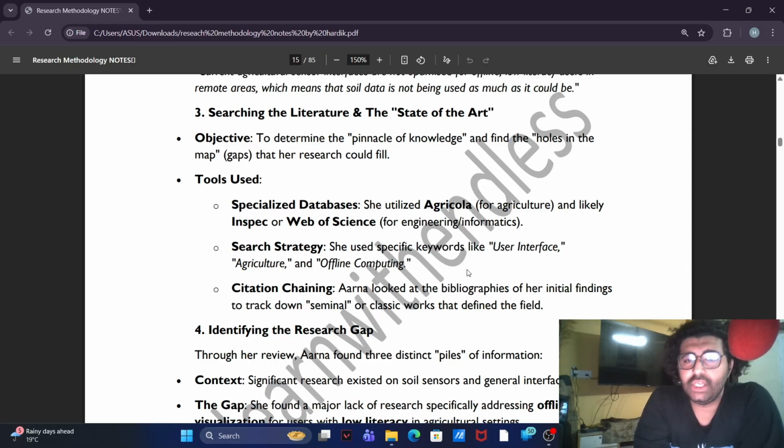Search strategies. She used specific keywords like user interface, agriculture, and office computing. Citation chain. Anna looked at the bibliographies of her initial findings to track down seminal or classic works that define the field.